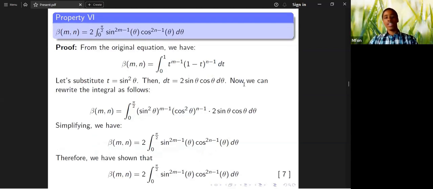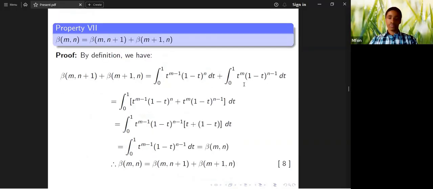Next property we'll be looking at is the trigonometric form of the beta function. Sorry, we can represent it in terms of sine and cosine. All that's needed is to replace the value of t with sine squared theta. All the other calculations following from this prove the trigonometric form.